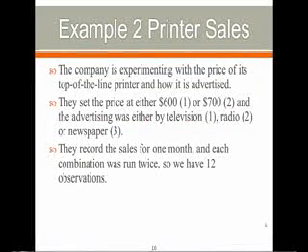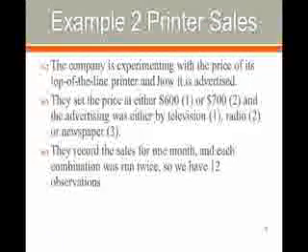Let us take a second example about printer sales. The company is experimenting with the price of its top-of-the-line printer and how it is advertised. They set the price at either $600 or $700, and the advertising was either by television, radio, or newspaper. They record the sales for the month, and each combination was run twice. So therefore we have 12 observations.